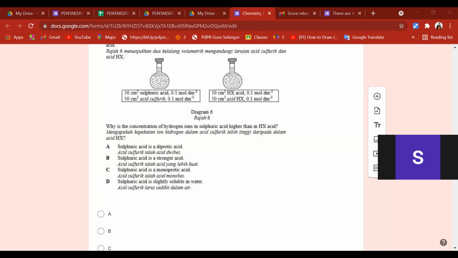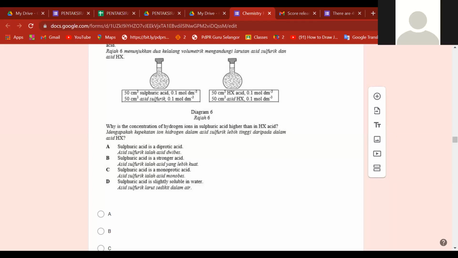Okay, very good. It is A, yes, because sulfuric acid is H2SO4. H2SO4 is a diprotic acid. If compared to HX, HX is a monoprotic acid. Monoprotic is one hydrogen. Sulfuric acid is diprotic, two hydrogen. So the answer here is A.